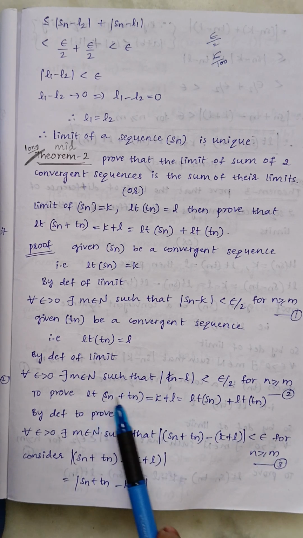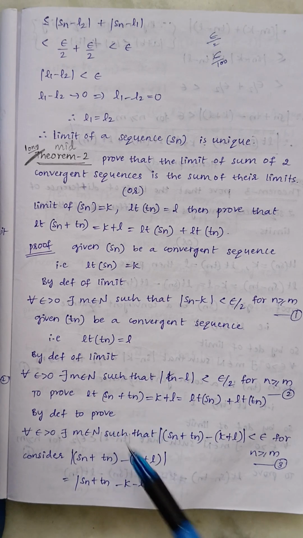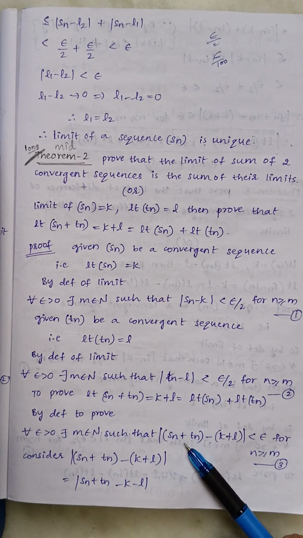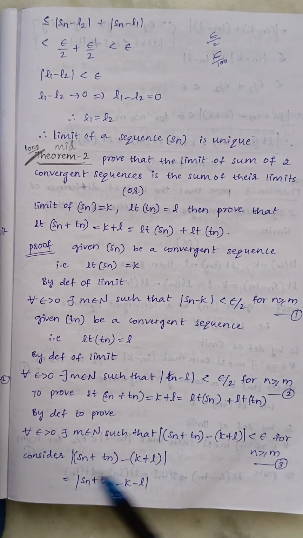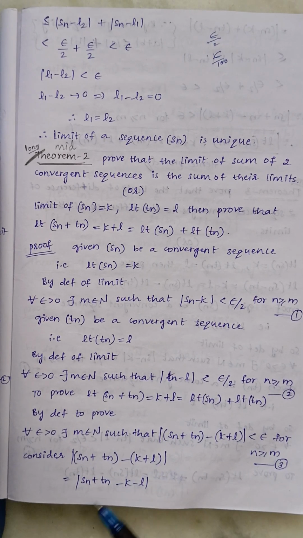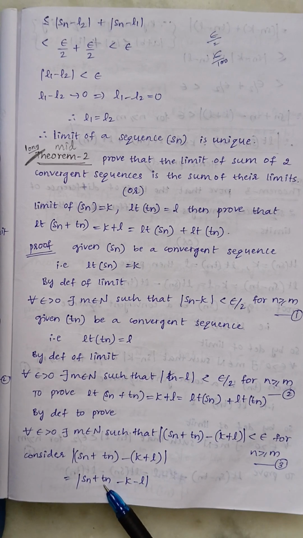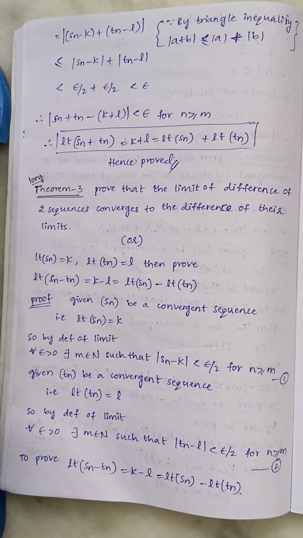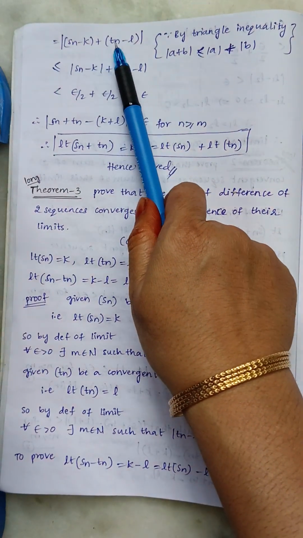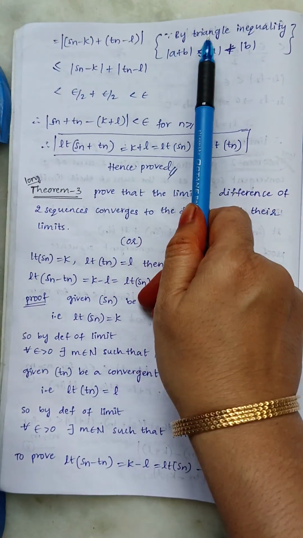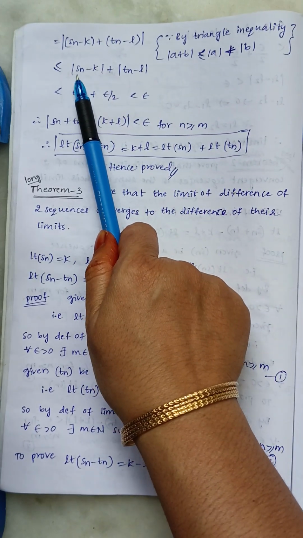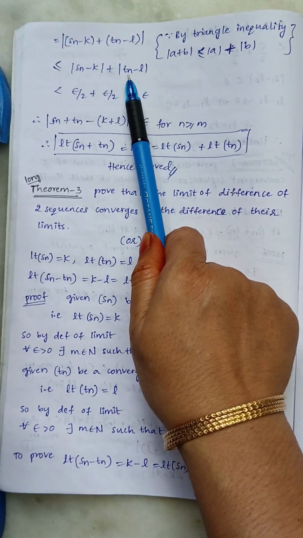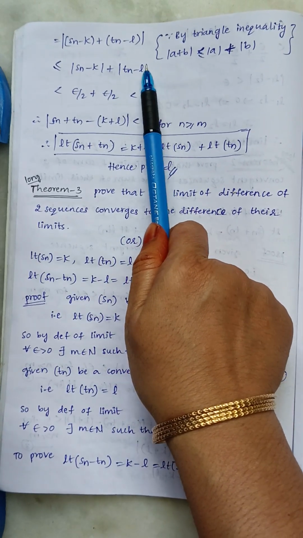So, to prove limit of Sn plus Tn equals k plus L, by definition we need to prove modulus of Sn plus Tn minus k plus L is less than epsilon. For that, consider the left part. Take Sn minus k at a time, and Tn minus L: Sn minus k plus Tn minus L. Now, modulus of a plus b is less than or equal to mod a plus mod b according to the triangle inequality. So this is less than epsilon by 2 plus epsilon by 2, by the definition of limit of Sn equal to k and limit of Tn equal to L, in the sense that this is less than epsilon.